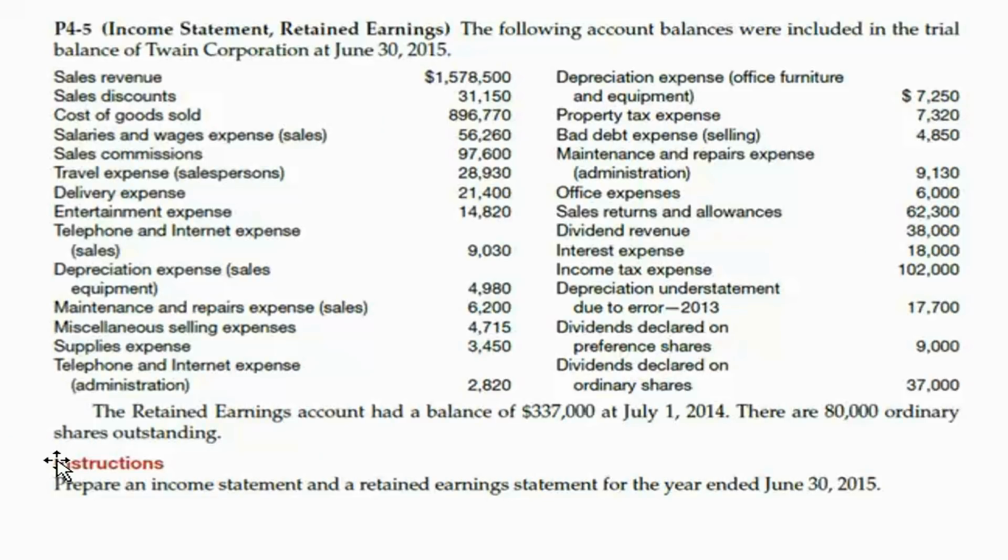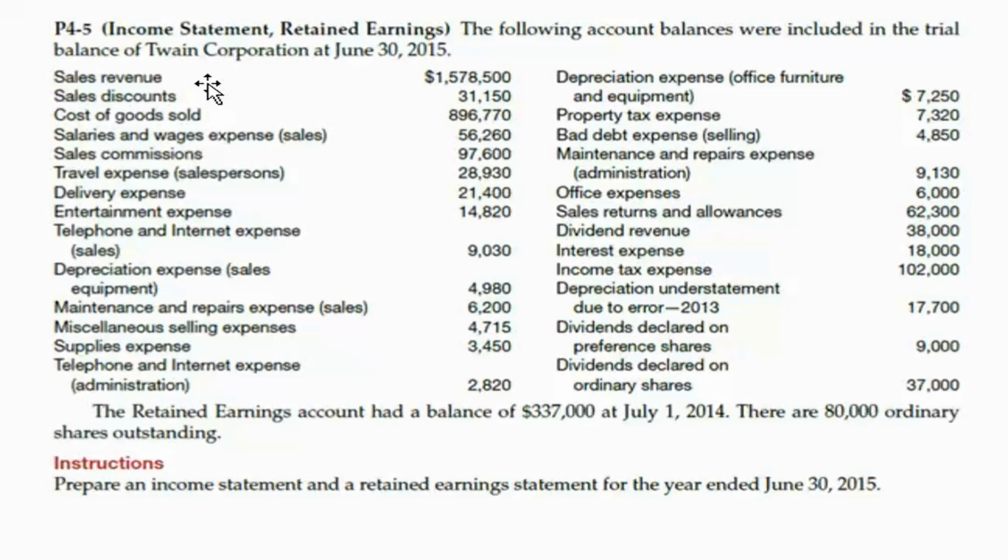Let's start solving problem 4-5 so we can understand more how to solve the items. Problem 4-5: the following account balances were included in the trial balances of Twain Corporation at June 30, 2015.